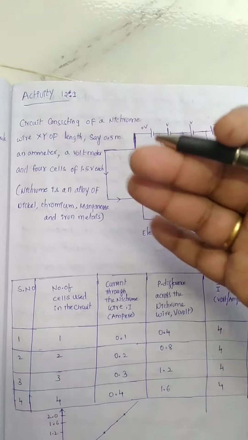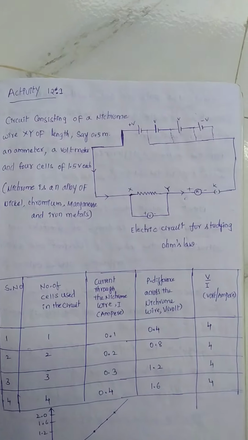Nichrome is an alloy of nickel, chromium, iron, and manganese metals. So nichrome is not only one metal, it is an alloy. An alloy is a combination of metals, nothing but nickel, chromium, manganese, and iron.